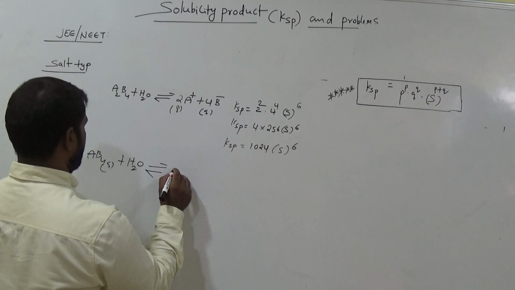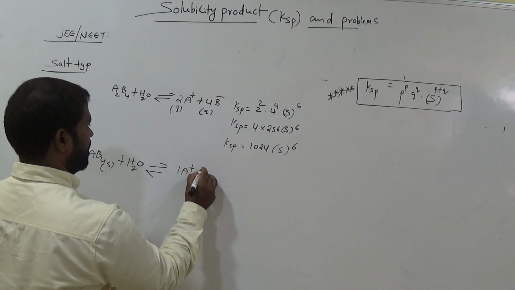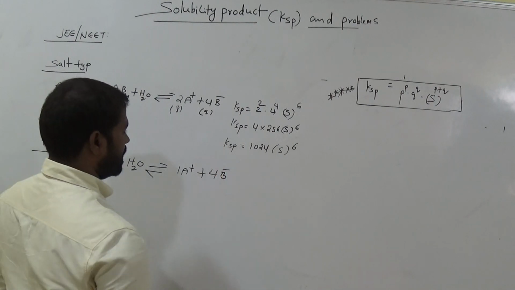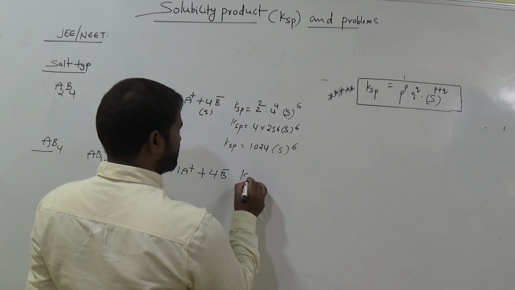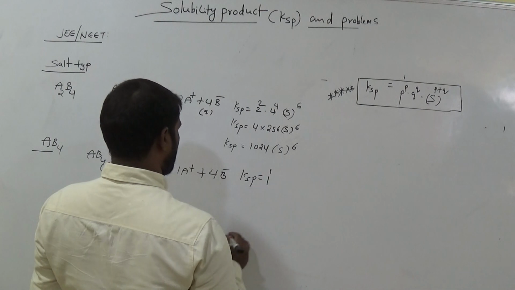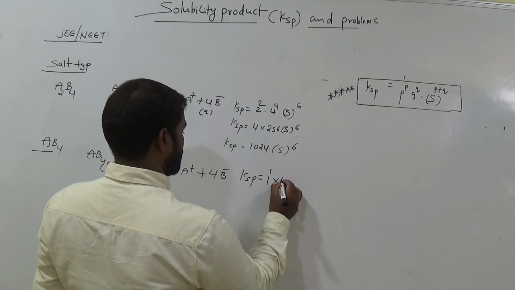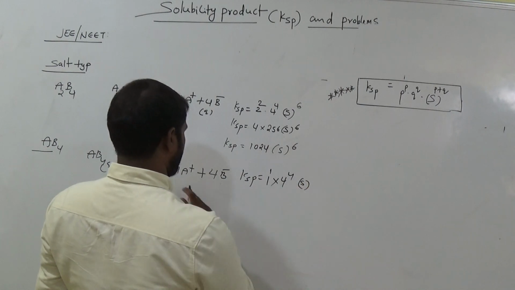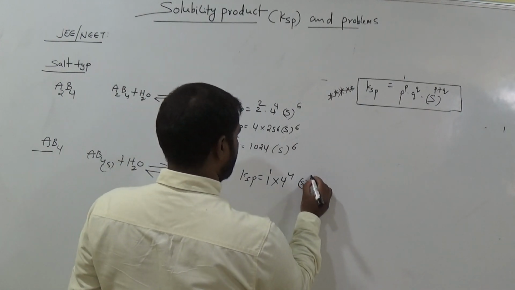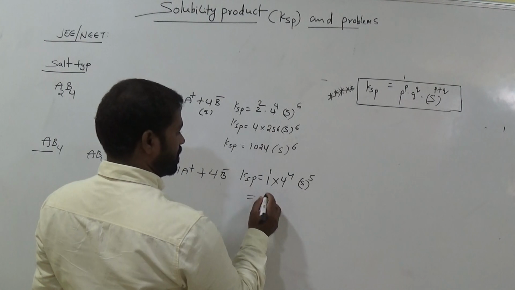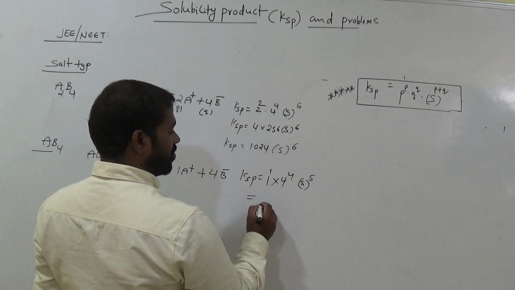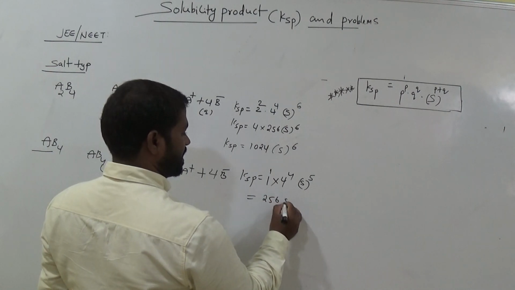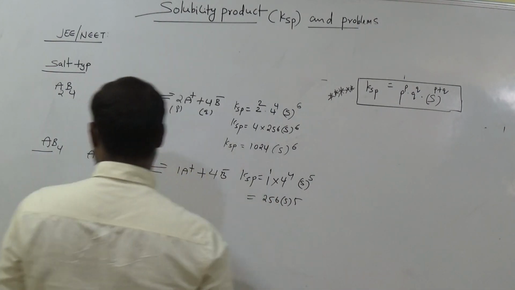How many A's do we have here? 1, A plus. How many B's? 4, B minus. Clear? Now Ksp equals 1 power 1 into 4 power 4 into S power 1 plus 4, how much? 5. Clear? So 1 power 1 is 1, 4 power 4 means 256. S whole power 5, am I right?